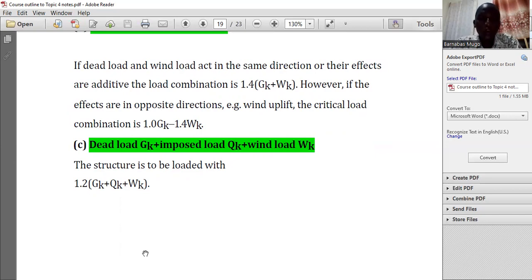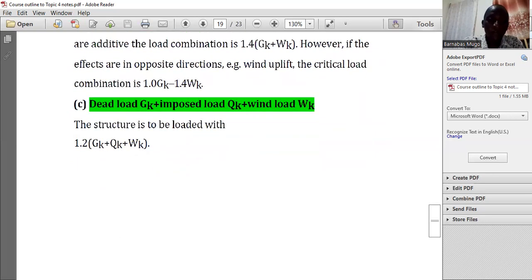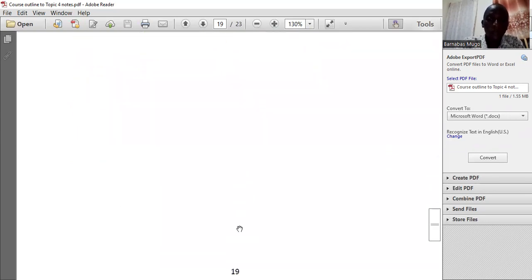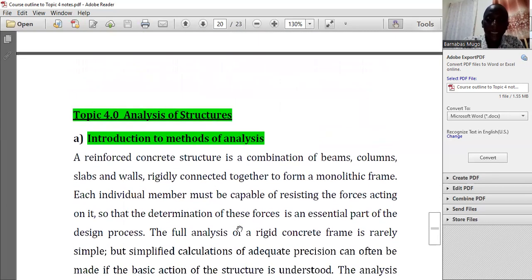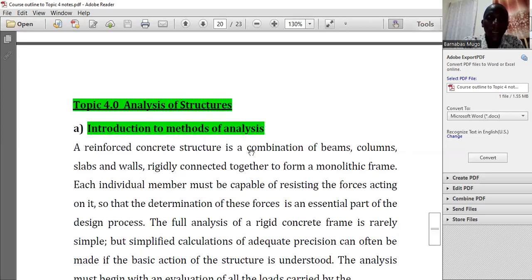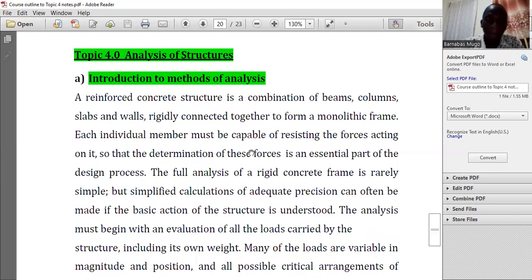In the same note, you can have the combination of the dead load, the imposed load, and the wind. In that case, you have been given the formula that you're supposed to use, as you can see, which is 1.2 GK plus 1.2 QK plus 1.2 WK. We are going to do it practically so that you can be able to understand fully.